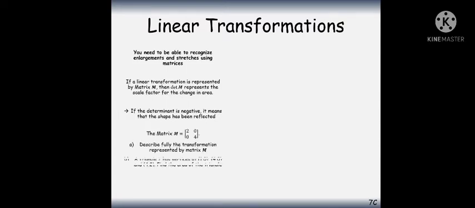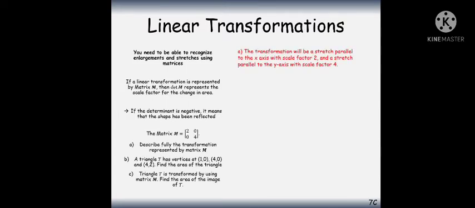So for example here, for this question, part A is a transformation: a stretch parallel to the x-axis with scale factor 2, and a stretch parallel to the y-axis with scale factor 4. Part B, the sketch would be quite helpful here. So the area would be 3 square units, well this one in particular, it's 3 times 2 over 2. Part C, the determinant would be 8.